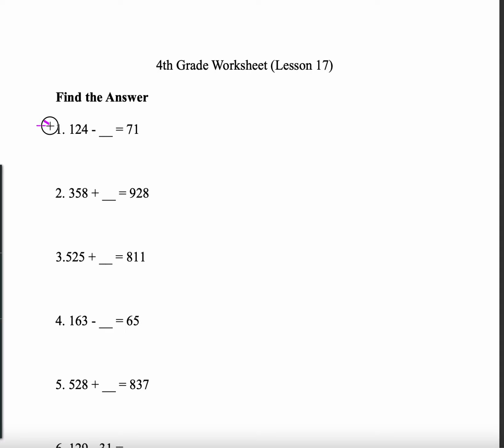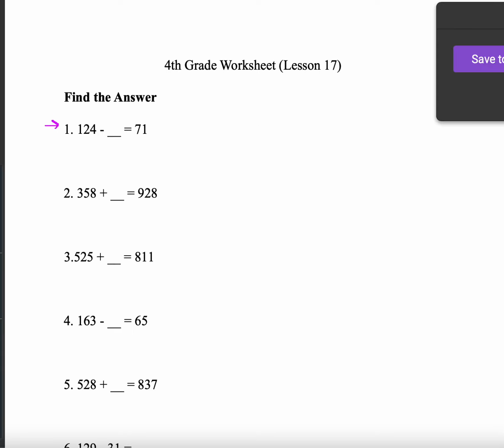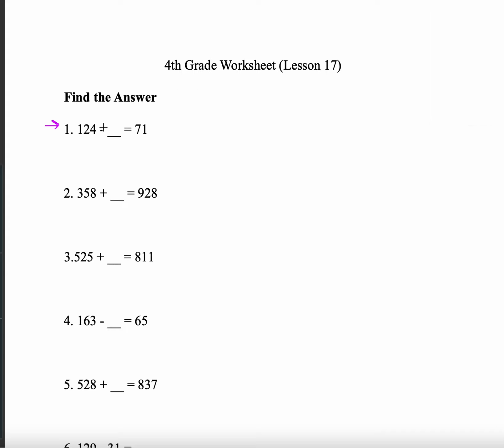So let's start with number 1. Number 1 is 124 minus blank equals 71. So to find the blank, we need to subtract it. So 124 minus 71. So this is 3, this is 12, and we can cross this out. So this would be 5.